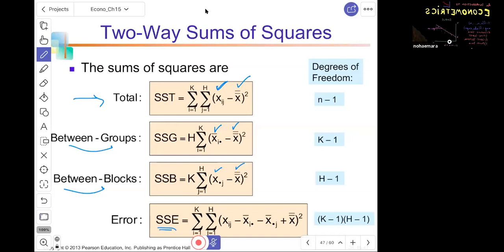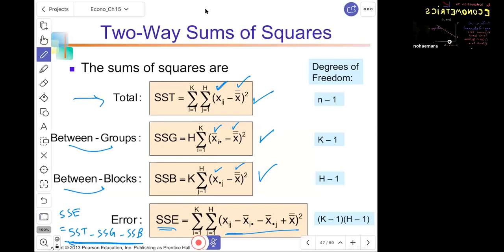For the sum of squares error, you can imagine that SSE is equal to SST minus SSG minus SSB, right? So the SSE is coming from this equation. If I want to get this, just take whatever is here minus here, and you get this number. Okay.